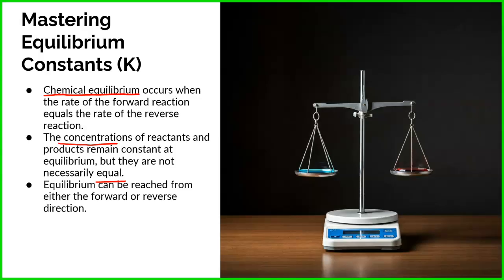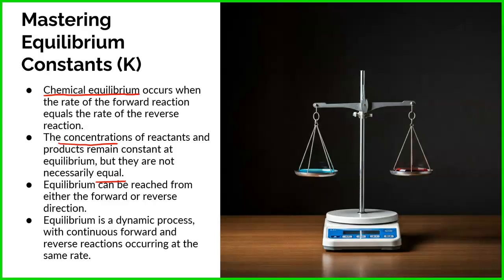Equilibrium can be reached from either the forward or reverse direction, meaning going from left to right or right to left. And as we mentioned before, equilibrium is a dynamic process, meaning that it's continuously changing. It has continuous forward and reverse reactions occurring at the same time.